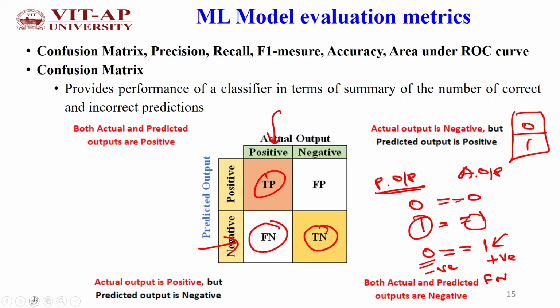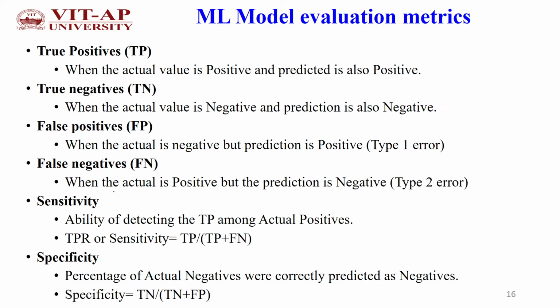Then if my actual output is 0 but wrongly predicted as 1, so this is positive, this is negative. Wrongly predicted as positive, so my actual output is 0, 0 means negative, but wrongly predicted as 1, 1 means positive, so it is a false positive, right? So from this we can calculate, this is what I have given here.